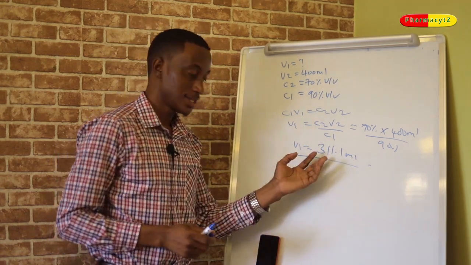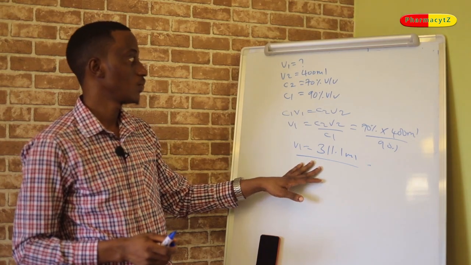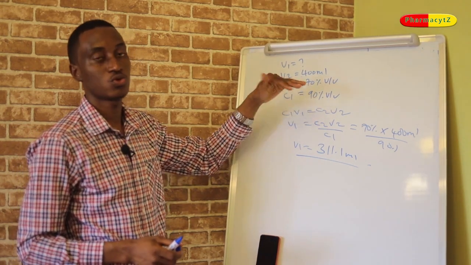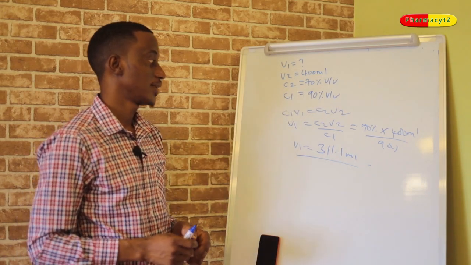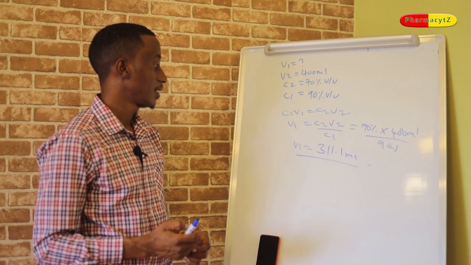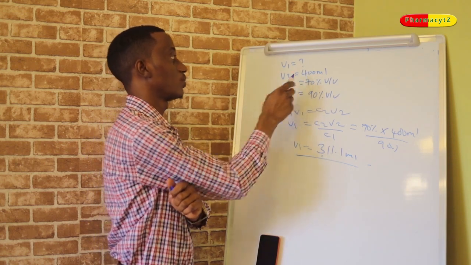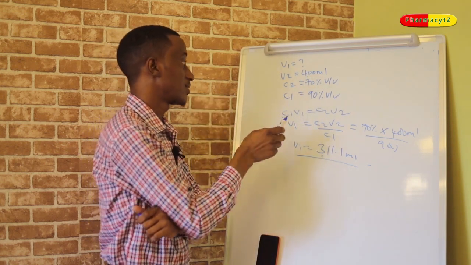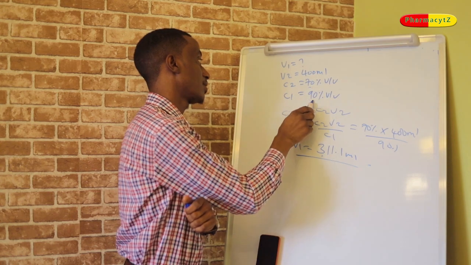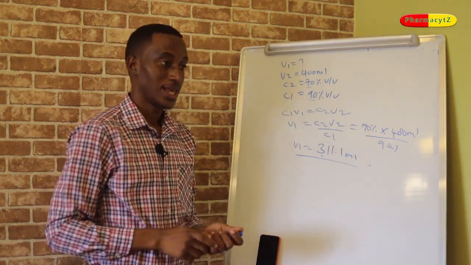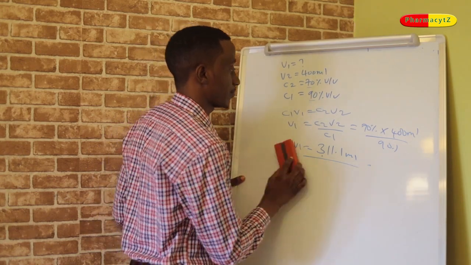So this is the amount of diluent which shall be added into alcohol 90% so as to drop the concentration to 70%. You can note that volume 1 is somehow less than volume 2, but concentration 2 is also less than concentration 1. Let's check another example.